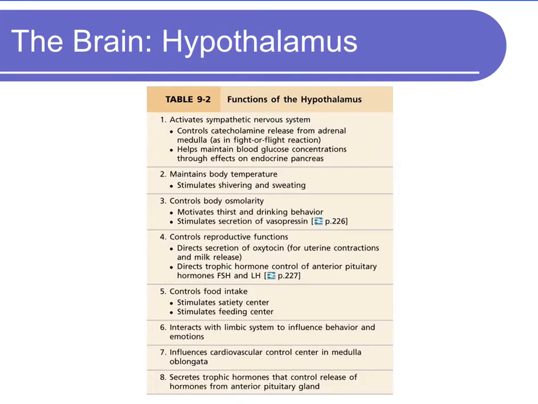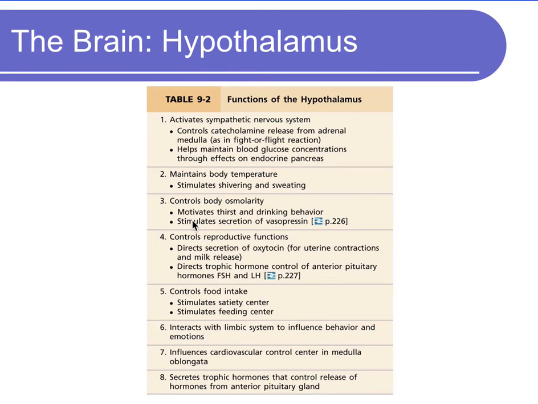So the hypothalamus, I said, does a lot of things, and here's a nice table that goes over all of its functions. So one is it can activate the sympathetic nervous system. So when you have that fight or flight emergency that you're in and you need the sympathetic to activate, the hypothalamus will accomplish that. Body temperature is also regulated here, as well as blood and body osmolarity.